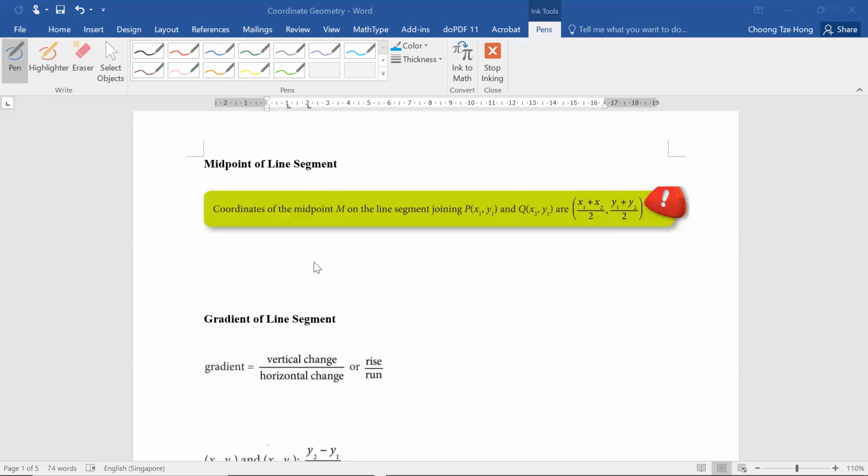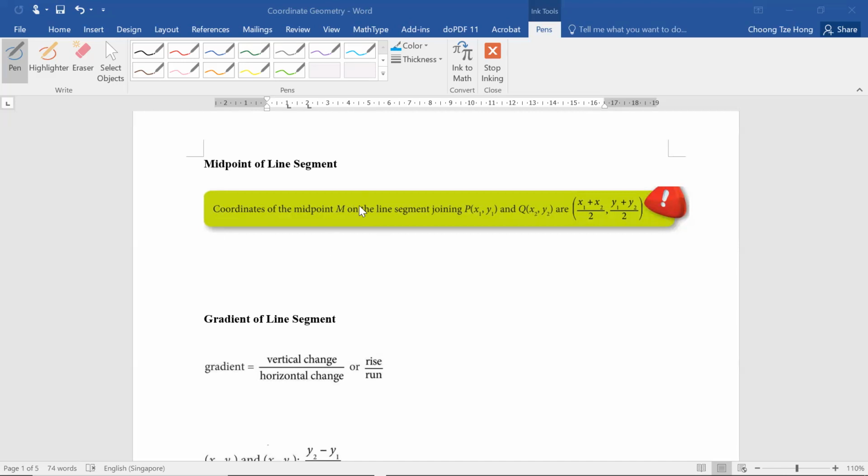So, the midpoint of a line segment. The coordinates of the midpoint of a line segment can actually be found very easily. All you need to do is to add up the two x coordinates for the 2 points and divide it by 2, and then you do likewise for the y coordinate.